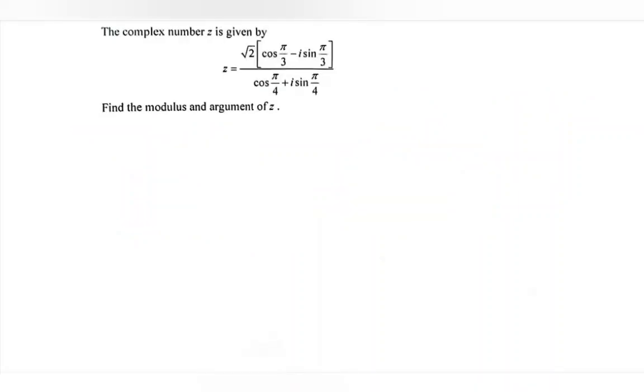Hello everyone, in this video I'm going to discuss an example for complex numbers. The complex number z is given by the situation here. Find the modulus and argument of z. If you notice, here we consider the polar form, and the same goes for this part. So what we have to do is convert the polar form to the Cartesian form.